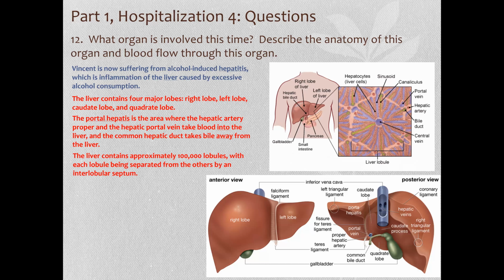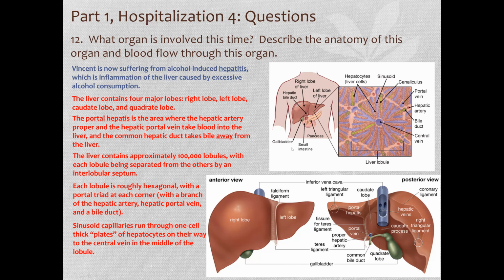The liver contains approximately 100,000 lobules, with each lobule being separated from the others by an interlobular septum. And so here is a different view from your textbook showing you the liver lobule. Each lobule is roughly hexagonal, meaning it has 6 sides, and at each of the 6 corners it has a portal triad, which is a branch of the hepatic artery, a branch of the hepatic portal vein, and a bile duct. Sinusoid capillaries run through 1-cell thick plates of hepatocytes, shown in this image as well, and on their way to the central vein, which is located in the middle of the lobule.